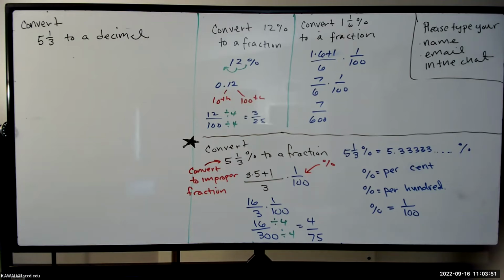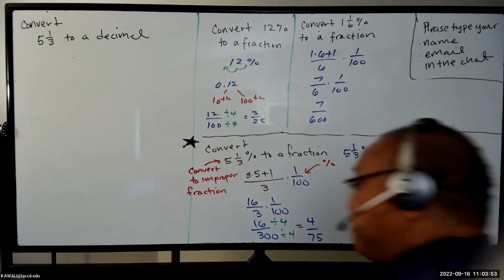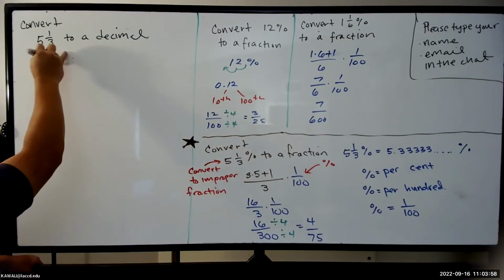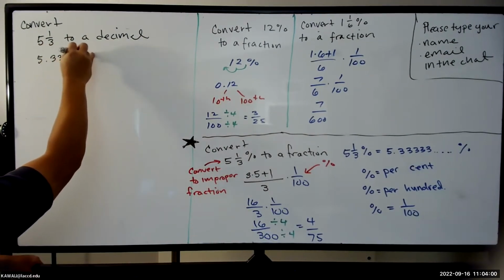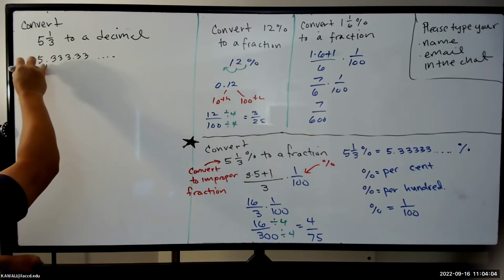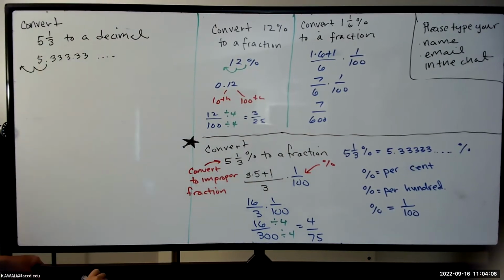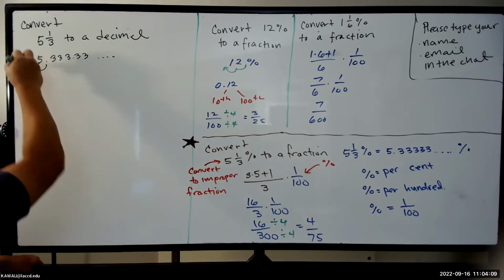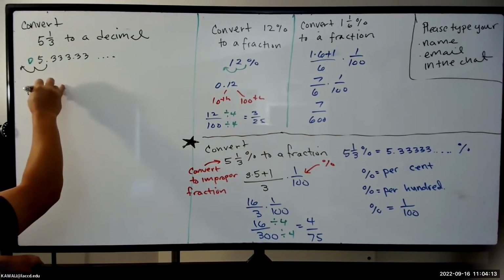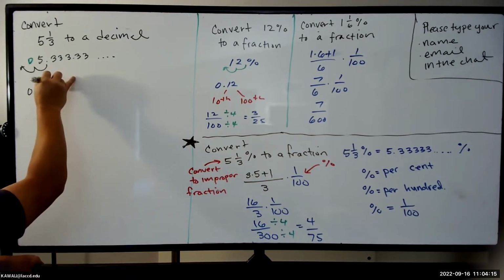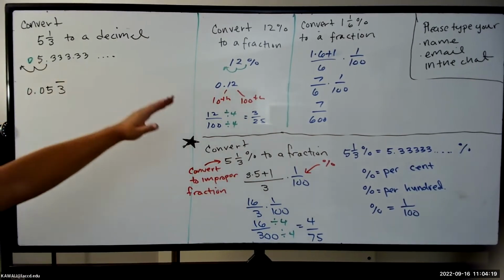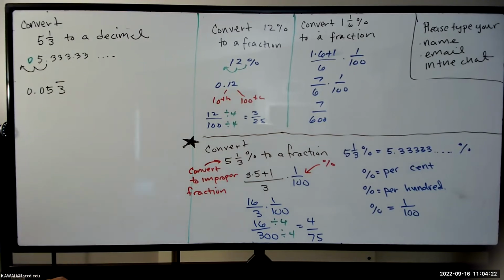Okay, so this will turn into 5.3333. And then we'll move to decimals, so we'll have to pop a 0 there. So we get 0.053. And let's remember we put a bar over that. So the bar will signify the 3 is going on forever.